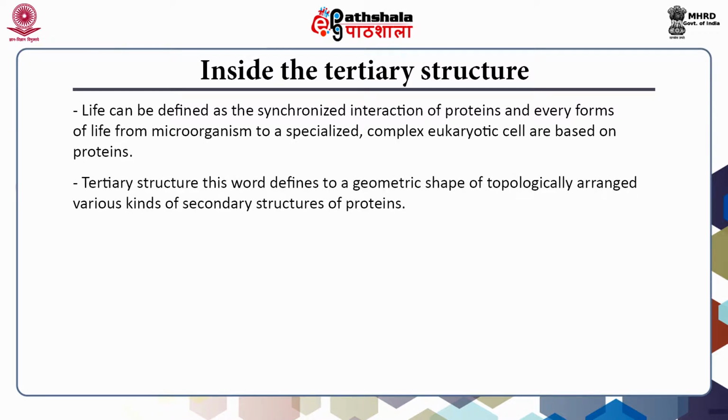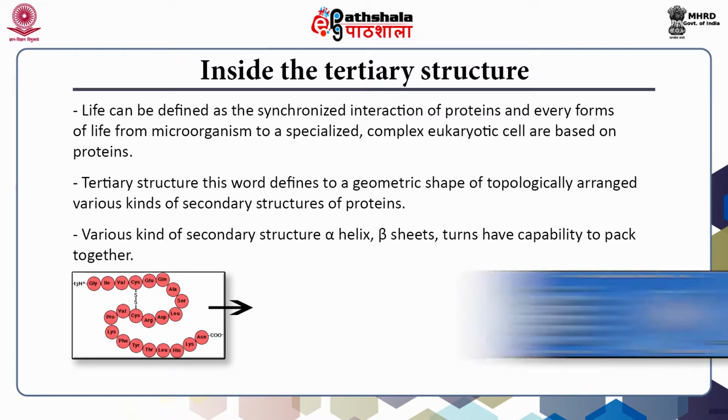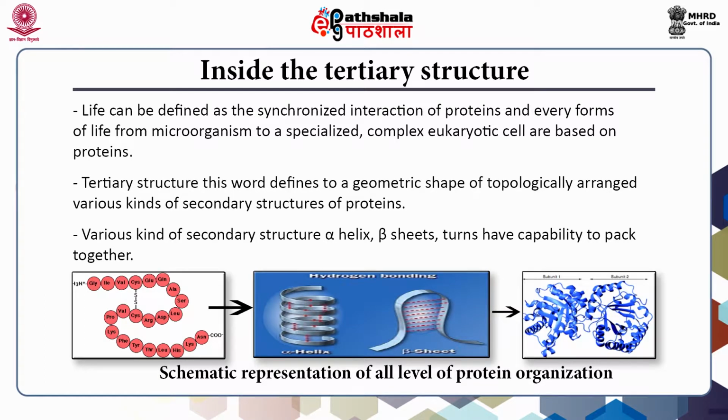Tertiary structure, this word defines a geometric shape of topologically arranged various kinds of secondary structure of proteins. Various kinds of secondary structures are alpha helix, beta sheets and turns, which have a capability to pack together. The figure below shows a schematic representation of all levels of protein organization.